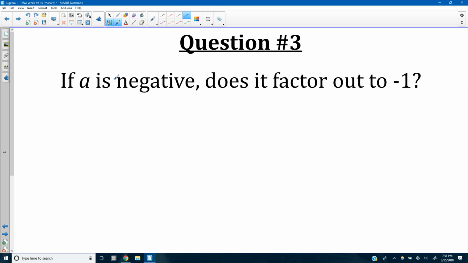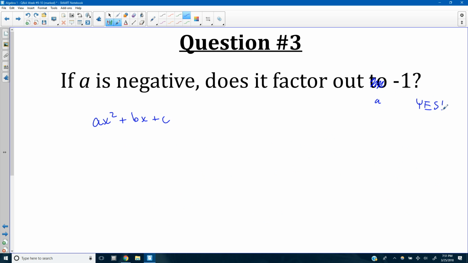Okay, question number 3. If a is negative, does it factor out to -1? So the question that's being asked really is, if you're looking at a quadratic trinomial and your quadratic coefficient is a negative value, should we factor out a -1? How about, does it factor out a -1? Well, the answer is yes. The answer is yes, it does.